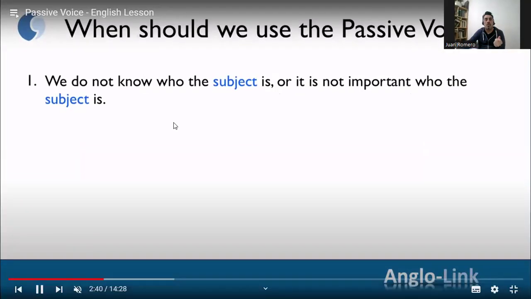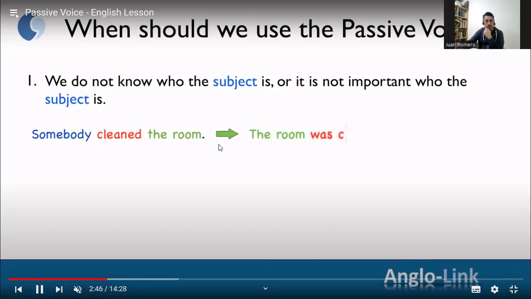We do not know who the subject is, or it is not important who the subject is. I mean, it's a tacit subject. Maybe somebody cleaned the room. Somebody, I don't know who. The room was cleaned by somebody. So the room was cleaned, and that's it. By somebody? No, you don't need to say that. The room was cleaned by an employee, right?